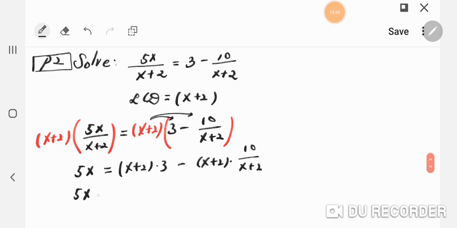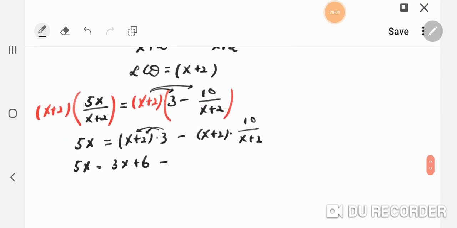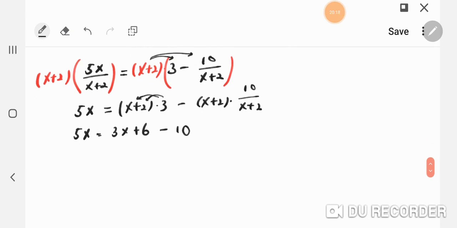The left side is 5x, the right side is distribute. So 3x plus 6. And then the last term will be, the whole x plus 2 from the denominator and the numerator will cancel out, so we have only 10. Okay, and then simplify each side. Then 3x minus 4.